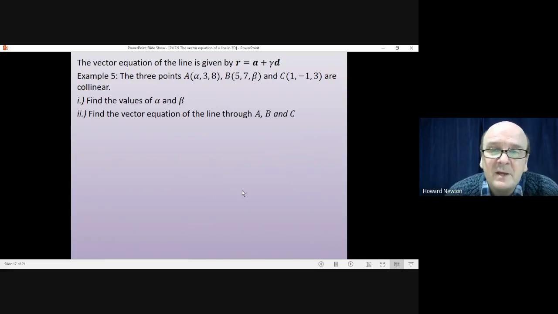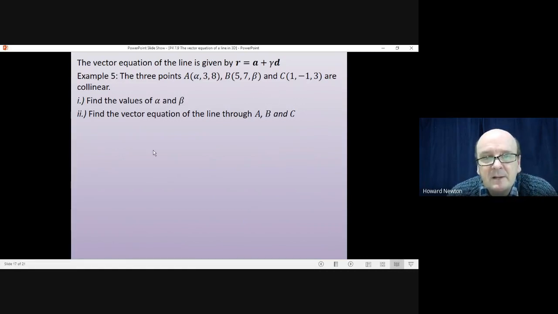Now, the way I'm going to find alpha and beta is I'm going to consider two vectors, the vector AB and the vector AC. Now, because they're collinear, that means that the vector AB must be parallel to the vector AC. That means the one vector must be a multiple of the other vector. Now, that's how I'm going to get started on this question, but I'll let you have a go at finishing it yourself. So have a go, see if you can make sense of it, pause the video, come back to me when you're ready.